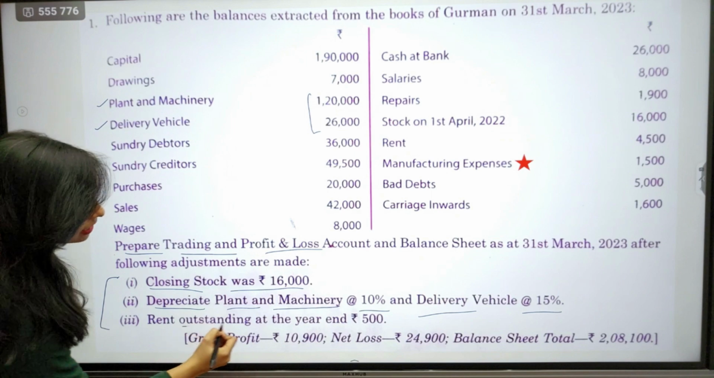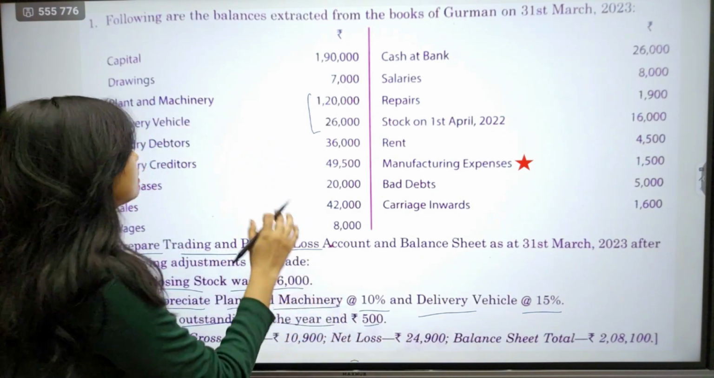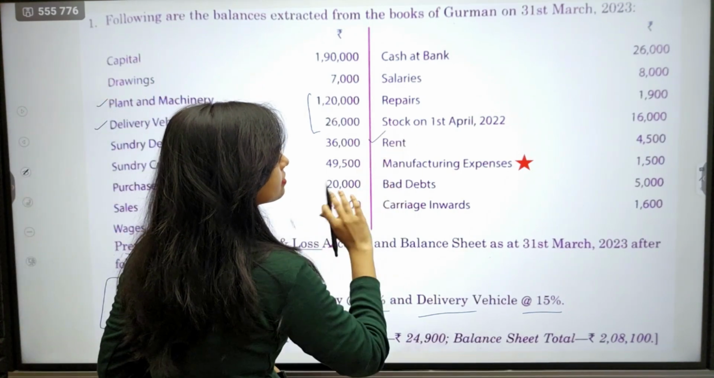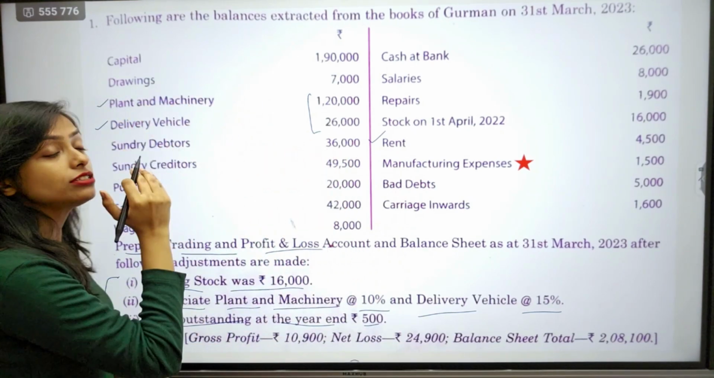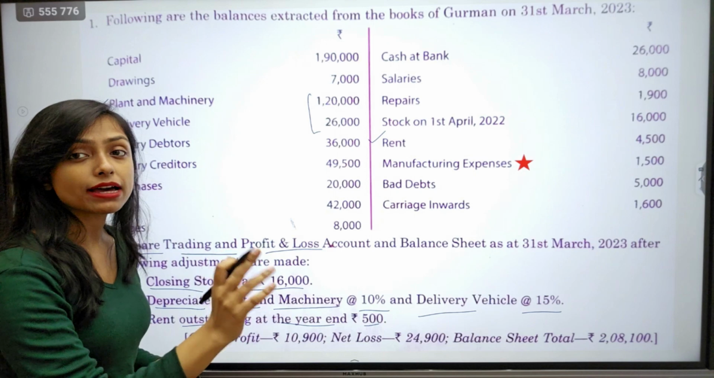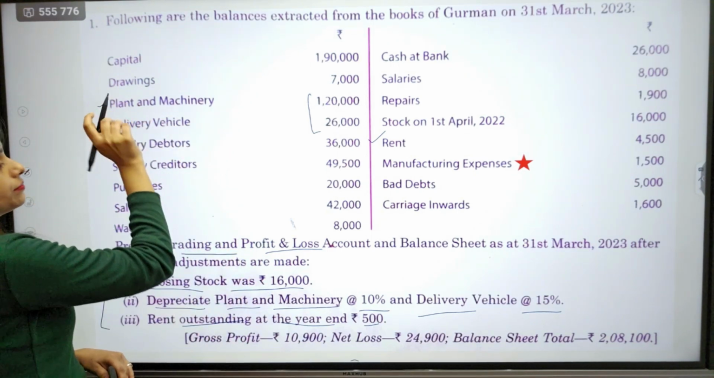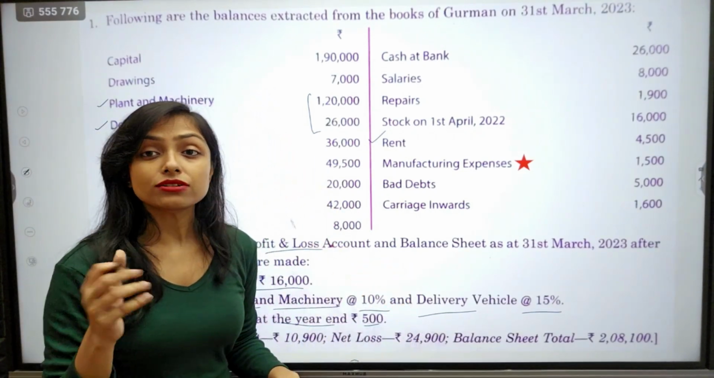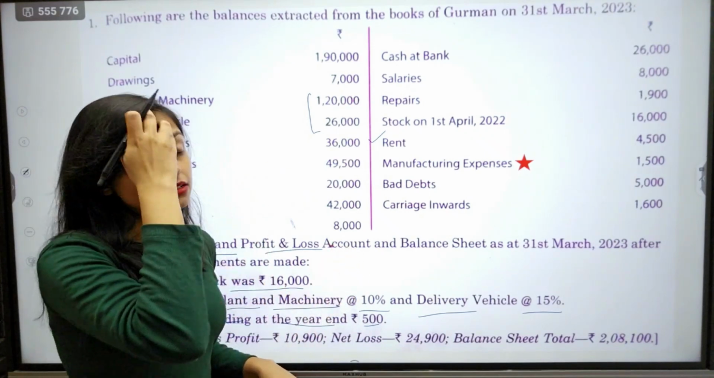Now, rent outstanding at the year end 500 rupees. What does this mean? We have to find how much rent we have paid during the year. This is our rent. Also, keep marking whichever thing you have already posted inside the trial balance. So keep marking that. We have done these two items, so we have marked it. Okay, we have done it. Because sometimes what happens is by mistake you can do double counting as well. You have written one thing, again you write it. So that will lead to double counting.